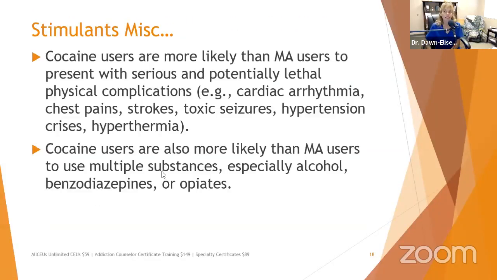Cocaine users are more likely than methamphetamine users to present with serious and potentially lethal physical complications, including cardiac arrhythmia, chest pain, stroke, seizures, hypertension, and hyperthermia, which means their temperature went up too high. Cocaine users are also more likely than methamphetamine users to use multiple substances, especially alcohol, benzodiazepines, or opiates.